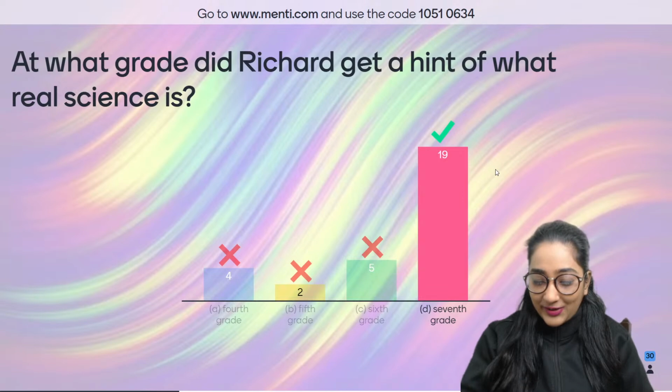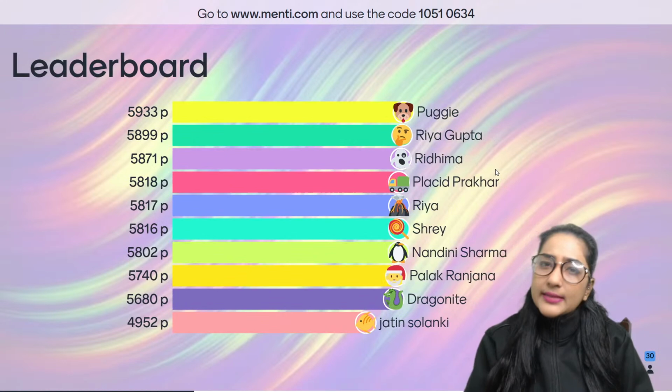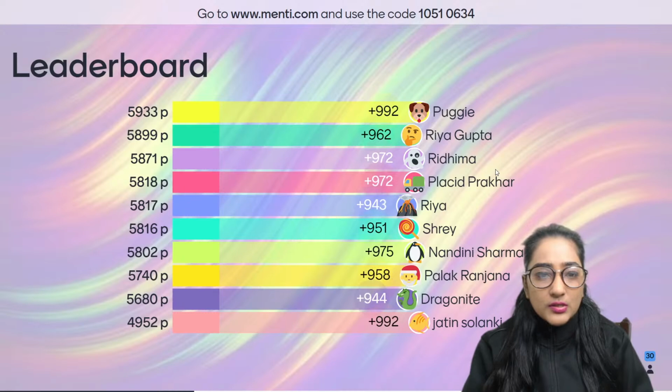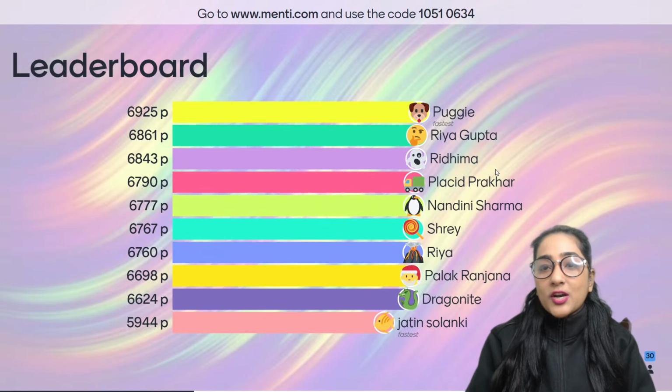Oh my God, Zed, what is happening with you today? Shrey, I'll let you know on Sunday what we are going to deal with on Monday. Just stay tuned. And Puggy, you're the fastest one. Then Rhea, Rithima, Placid, Prakha, Nandini, Shrey, Rhea, Palak, Dragonite and Jatin.